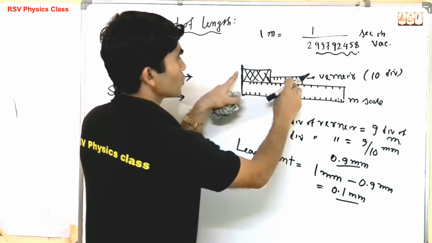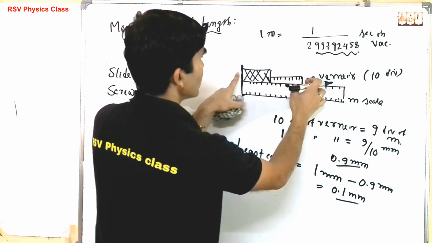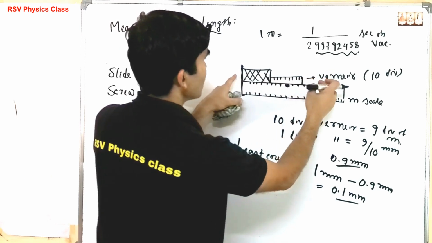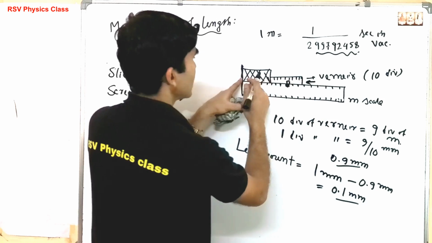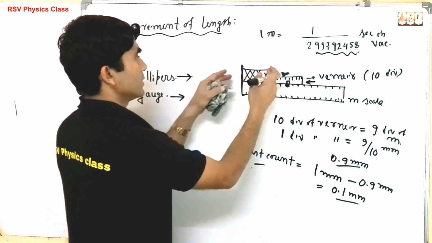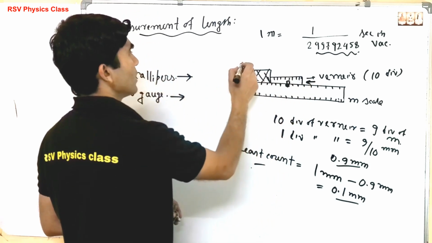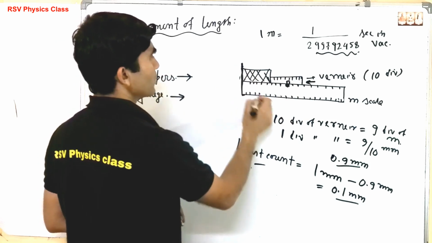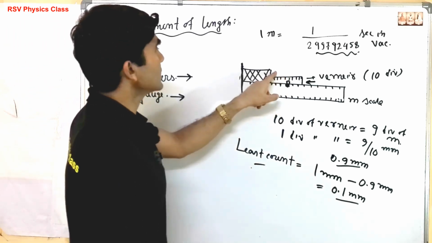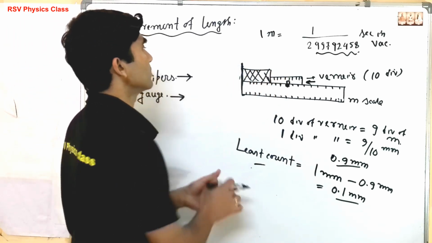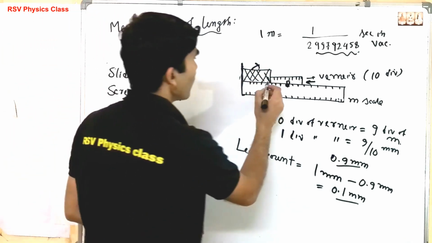Put the object here, tighten the screw, and it is sliding. You pull it from here. Here there is a hook; place it so that there should be no gap with the vernier scale and the starting point of your meter scale. Okay, so I just want to measure the length of this object.